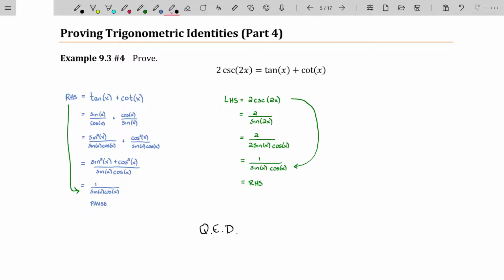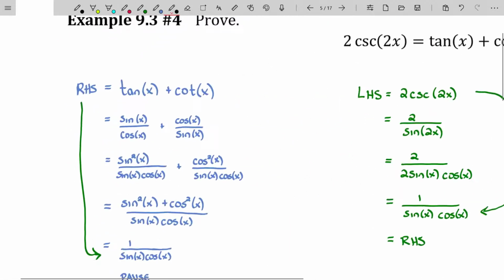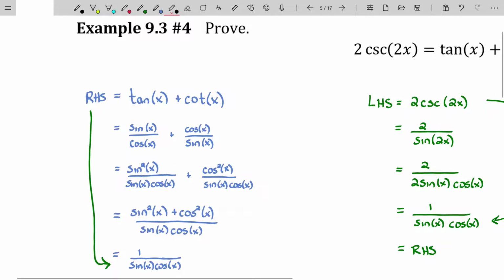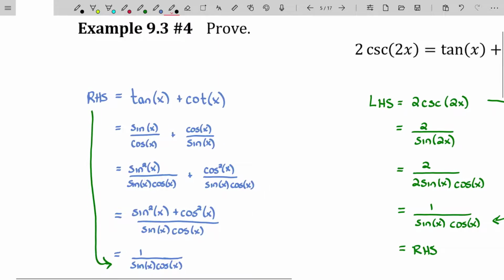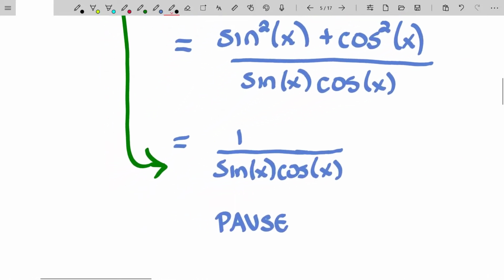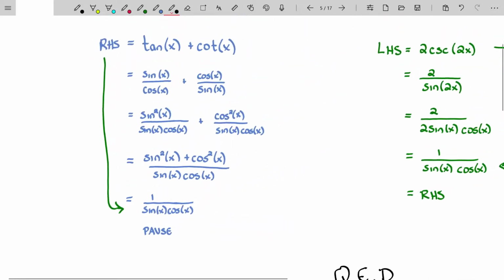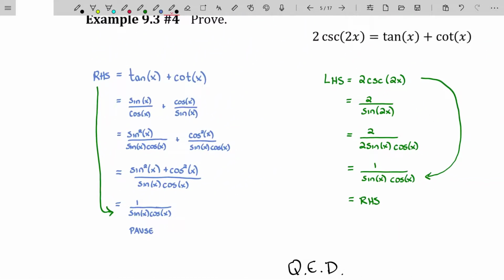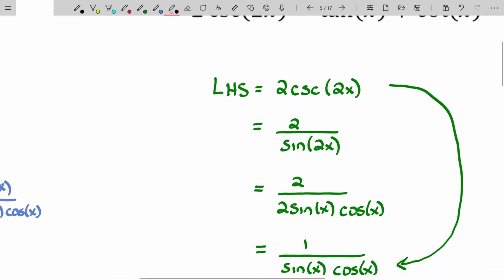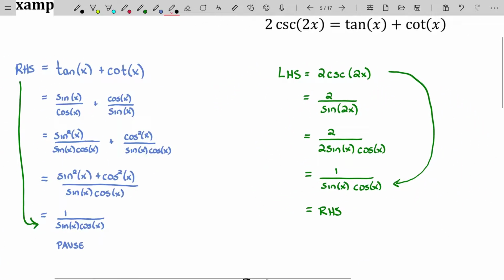Work on one side for a little bit. I usually choose the most complicated side. Try to get it to at least one term rather than the sum of two things, because that's what the left-hand side is. It's one term. Once I get there, if I can't magically get it to look like the other side, then I'll pause, jump over to the left-hand side and work on that for a little bit and see if I can make them match eventually. Really good way of doing that proof.